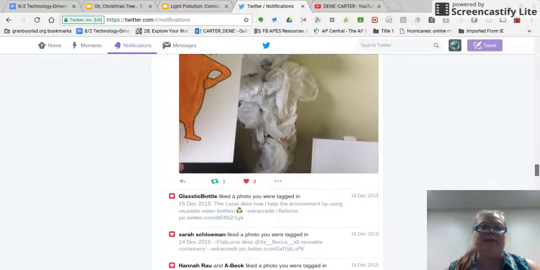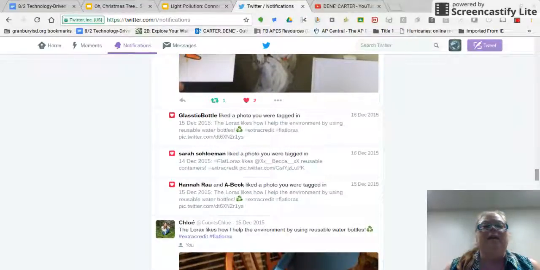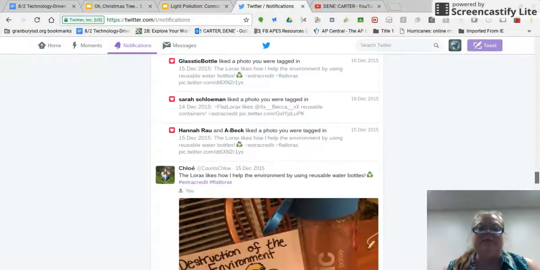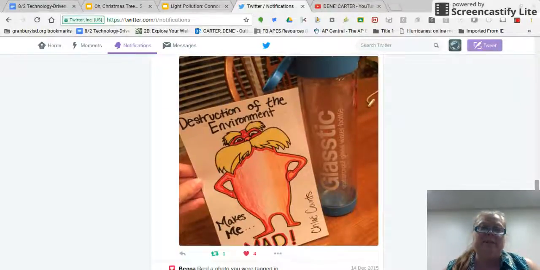And so they ended up using the hashtag love extra credit. So that's some of the things that the kids have done. And they would just use different examples of positive environmental things and negatives.